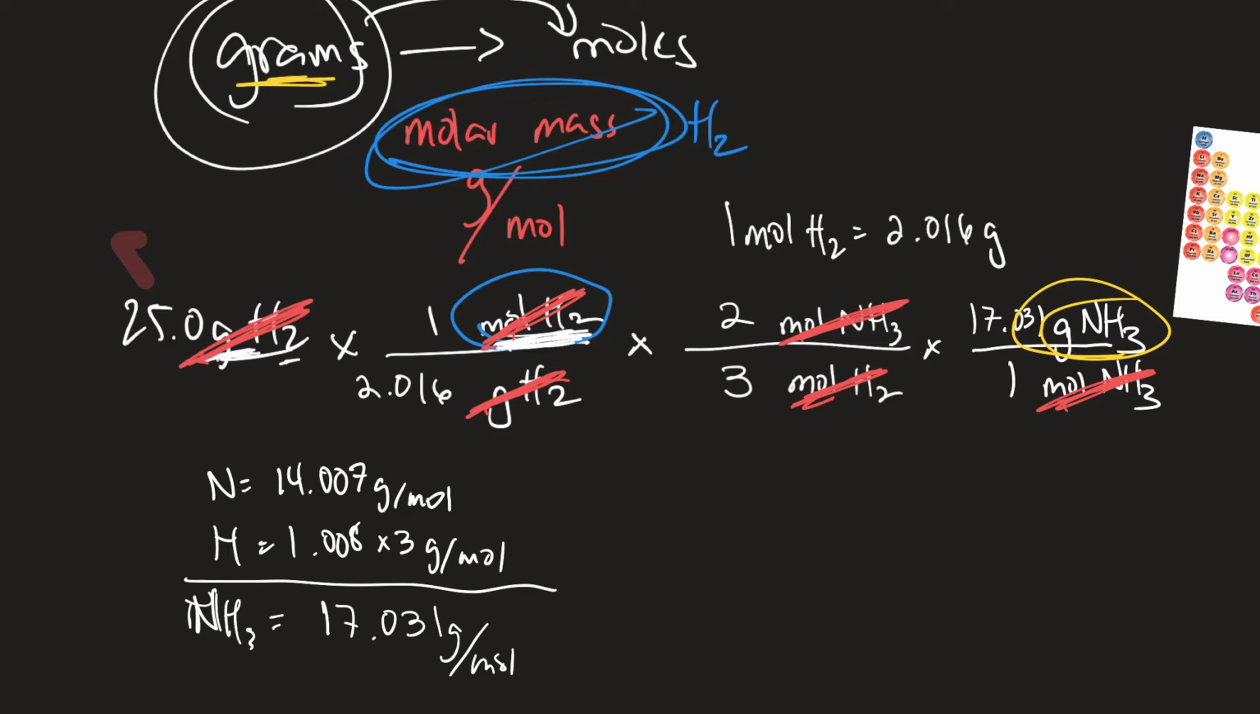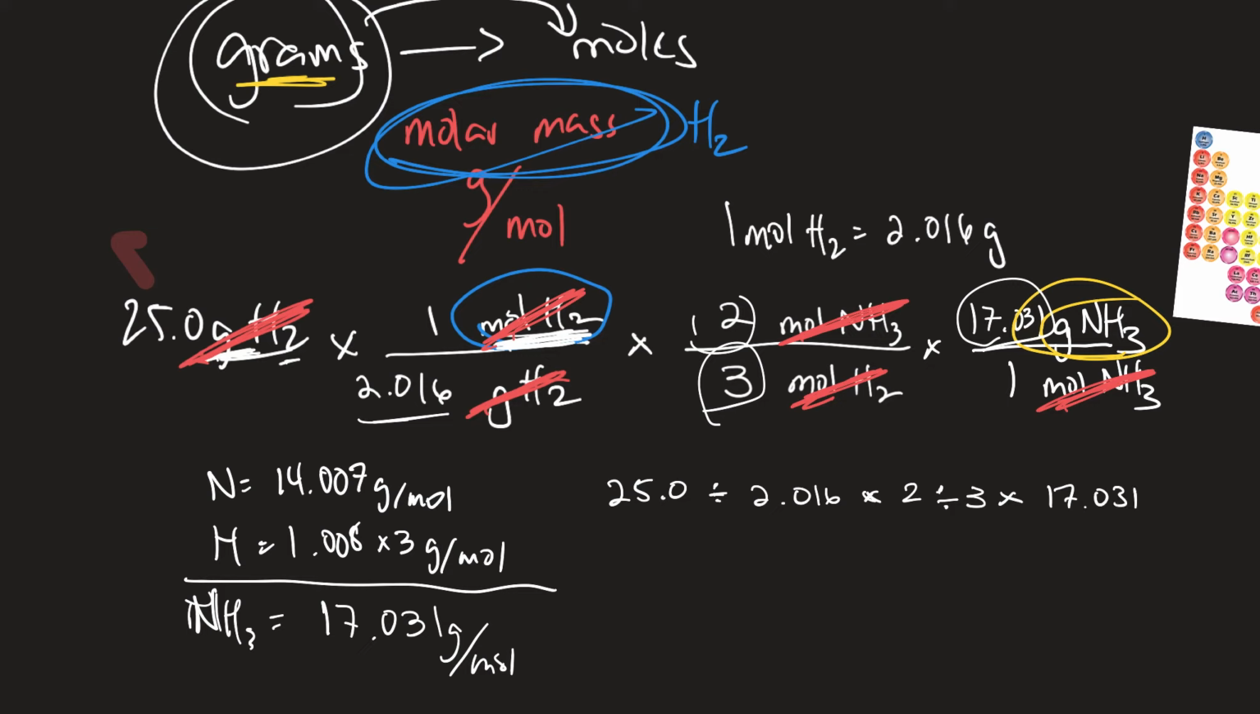Okay, and so now what I put in the calculator is 25.0 divided by 2.016 times 2 divided by 3 times 17.031. And then I hit the equal sign. So when you put all that into the calculator, you get roughly 140.798.